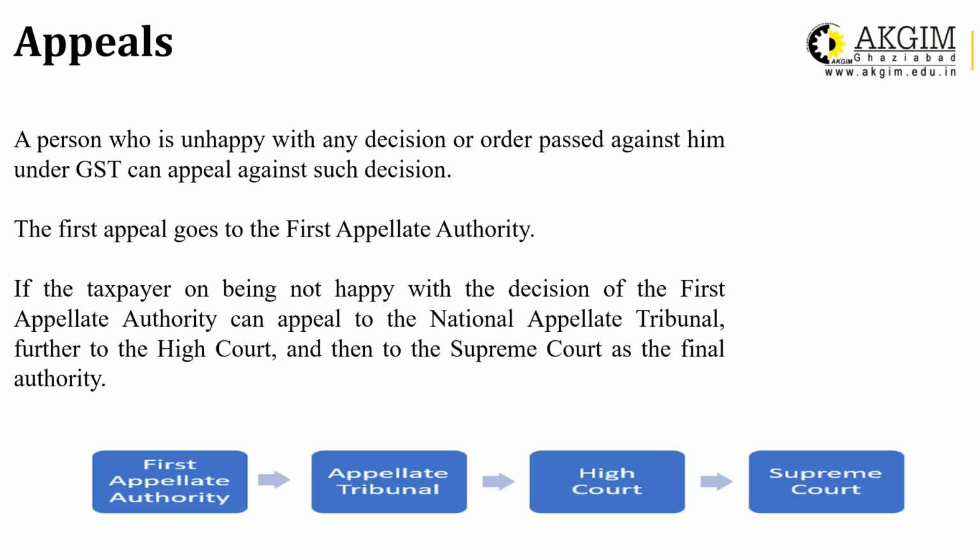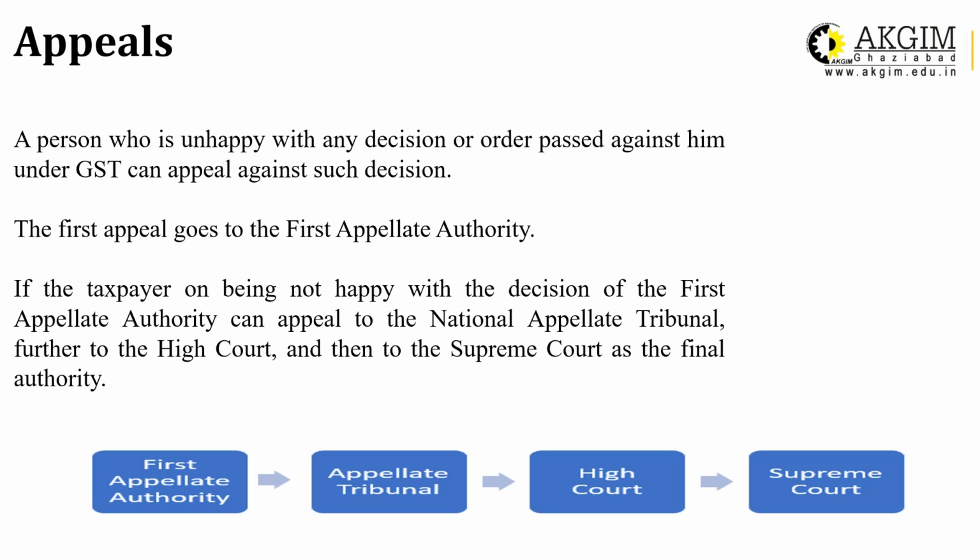If the taxpayer is not satisfied even after applying to the first appellate authority, then he can go for a second appeal. The second appeal will be in the Appellate Tribunal, a specific tribunal for GST. You can apply there, and the time limit for application is also fixed. If you are satisfied with the decision of the Appellate Tribunal, that is the last authority. But if you are not satisfied, then you can further appeal to the High Court and then at last the Supreme Court.